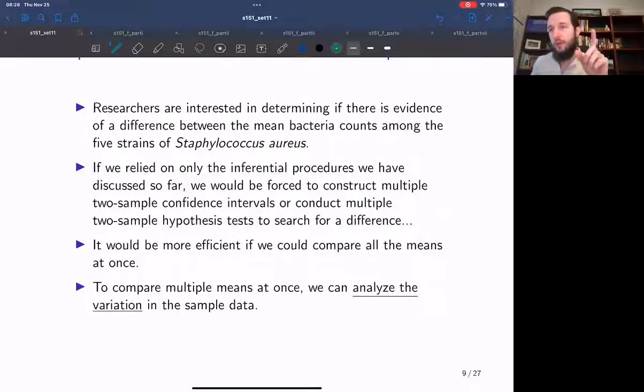Now, in order to do this, what we're actually going to do is compare 2 types of variation, which is why the procedure is called an analysis of variance. So ANOVA actually stands for analysis of variance, but we are using the variations that we are going to define momentarily to test for a difference among the means. So again, the one-way ANOVA, even though it has variance in the title, is actually a test about the population means.